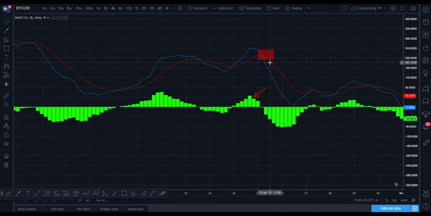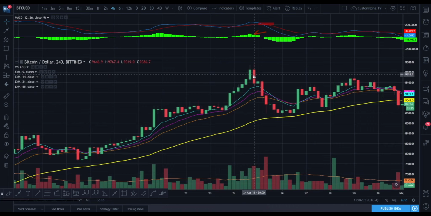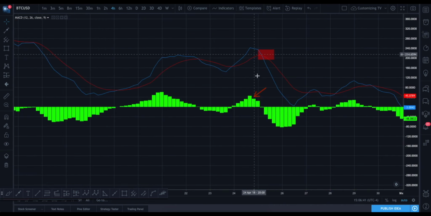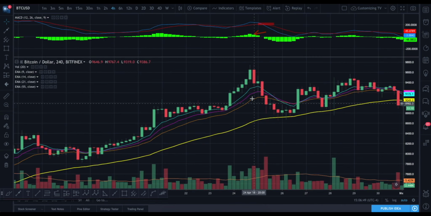So here, you would have sold or gone short right here, which is April 25th at 4 a.m. But if we're going short or selling right here, that's April 24th, 8 p.m. Now let's look at the chart and see how this changes. So that's the difference between selling at the very top of the uptrend, as you can see here, at the absolute very top, right? You can see this is 24th of April at 8 p.m.